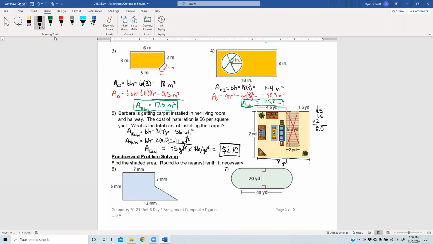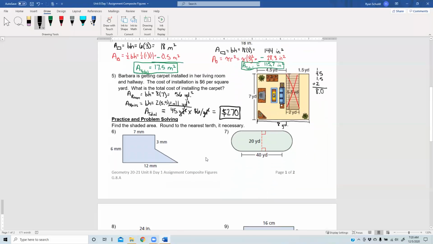$270. That's just the cost of installation. So, for this problem, we're done. But just real life talk, that's just what she has to pay for someone to come to her house and install it. It's not talking about how much the carpet itself costs. That's just for somebody to put it in the house. But anyways, that's my 2 cents. So that's the guided practice.